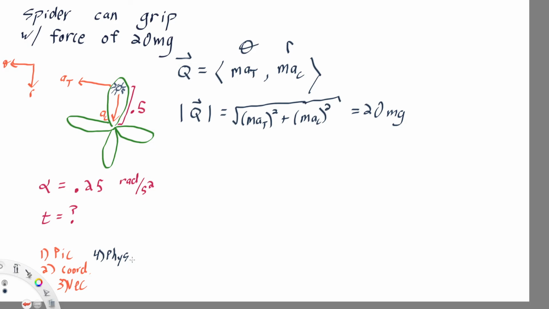Letitia, that's right. If Q gets to be bigger than 20 mg, the spider goes flying. And everybody has a bad time at that point.